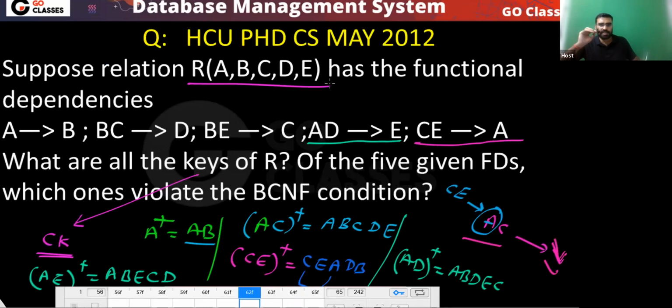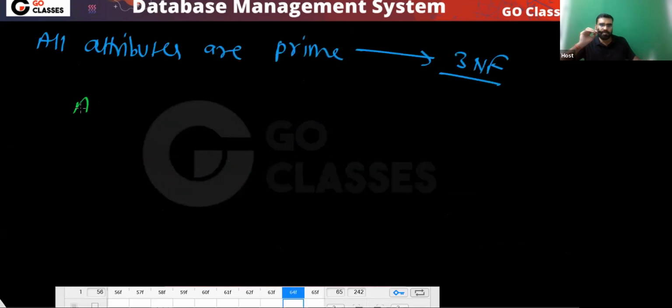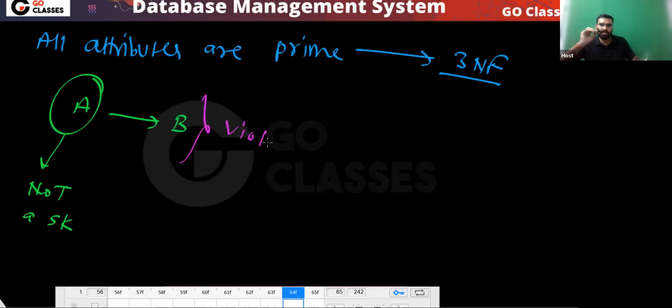And what about BCNF? This is not BCNF, right? A determining B. If you look at A determining B, this is not a super key. So this is a violation of BCNF. So the relation is in 3NF, but not in BCNF.